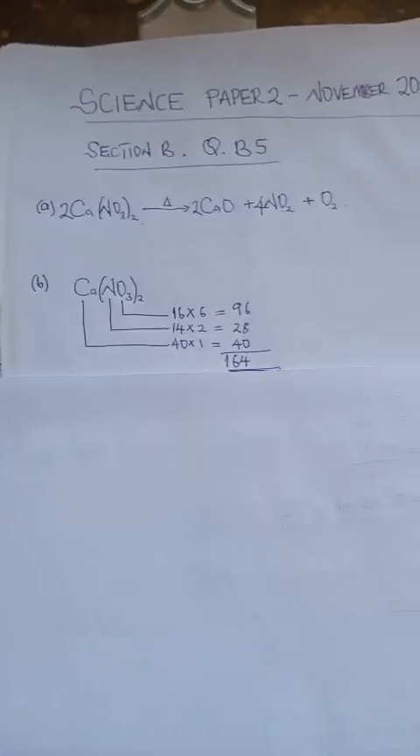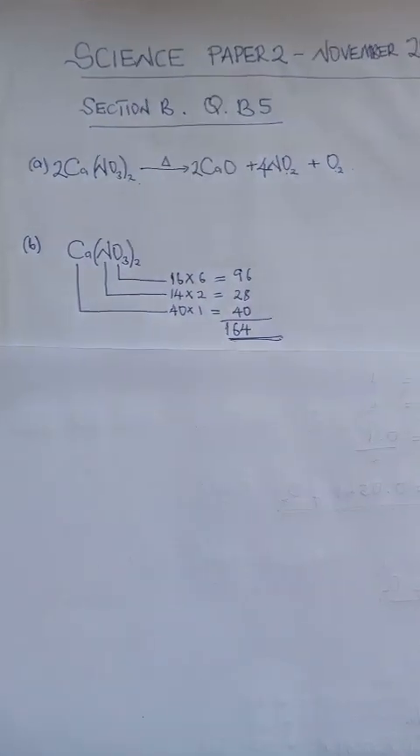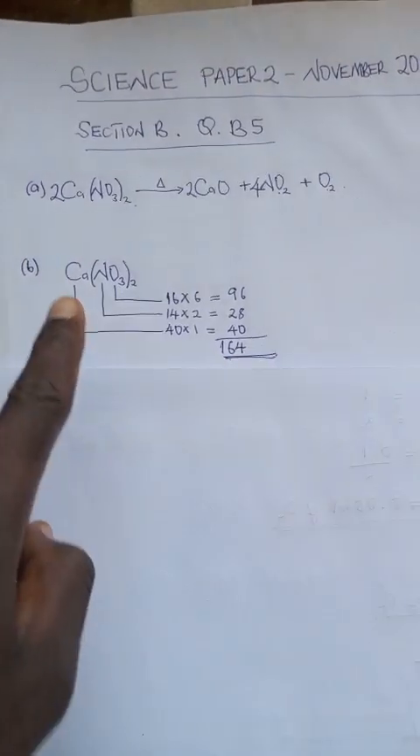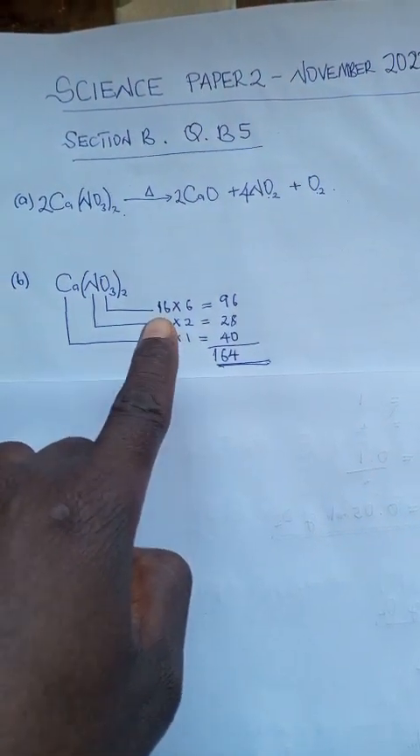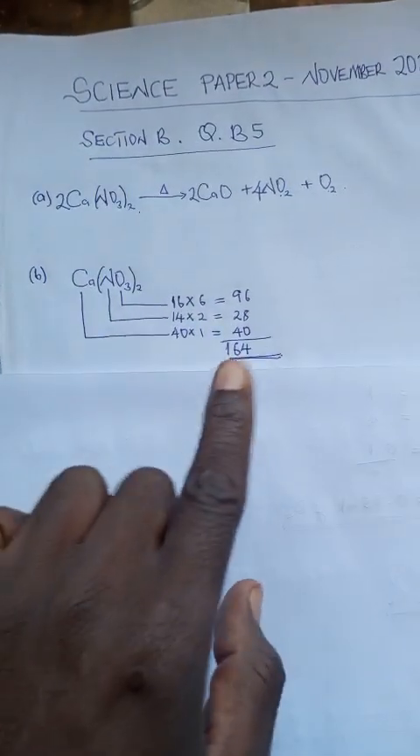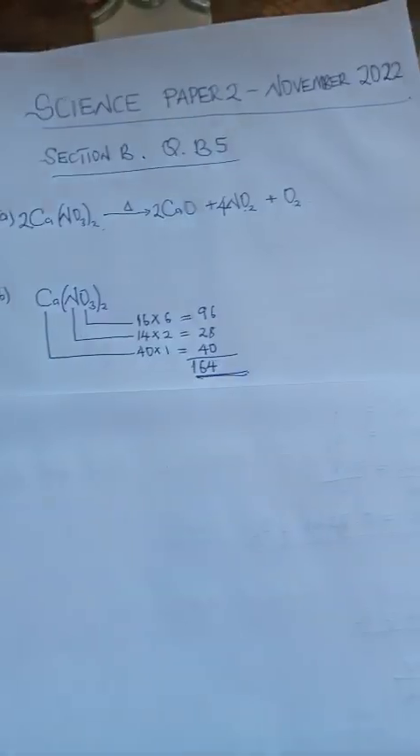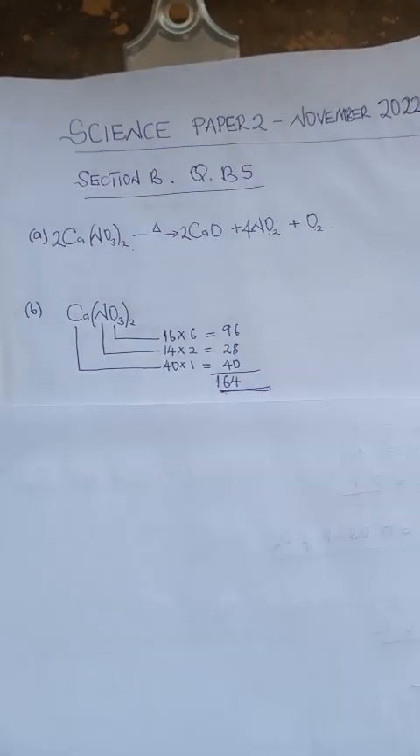And both of these do not have units. So this is how we calculate the relative formula mass. We go this way. We multiply the number of atoms by the relative atomic mass of the respective atoms involved, and we're going to land ourselves on 164. So that is how simple this question is.